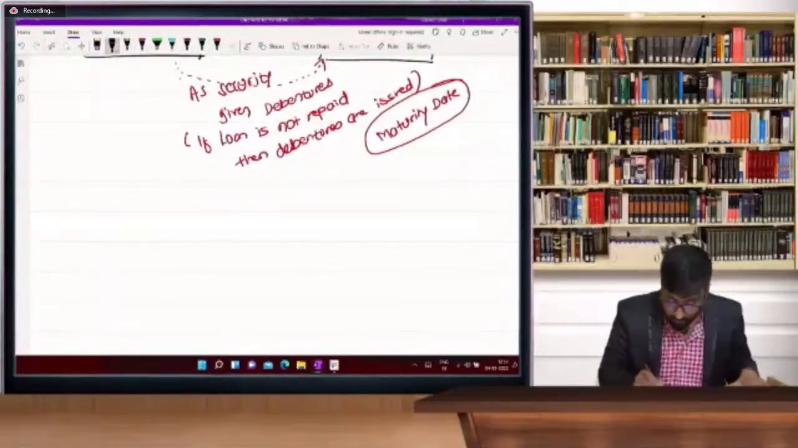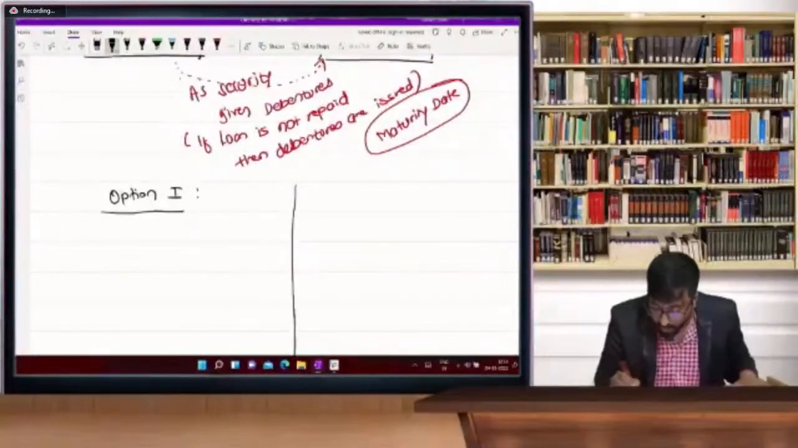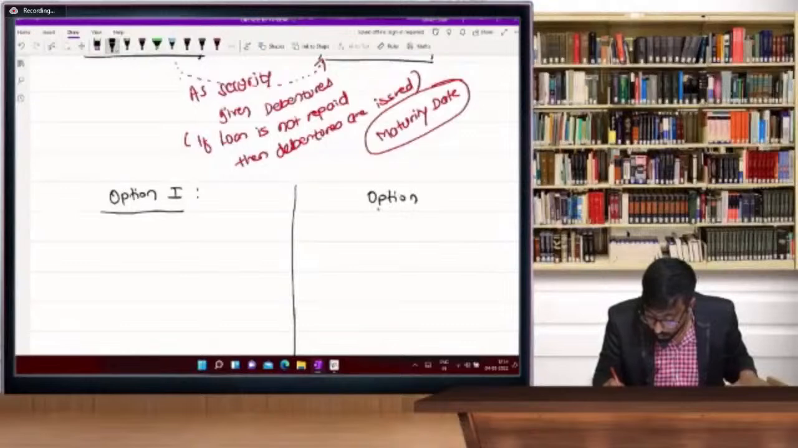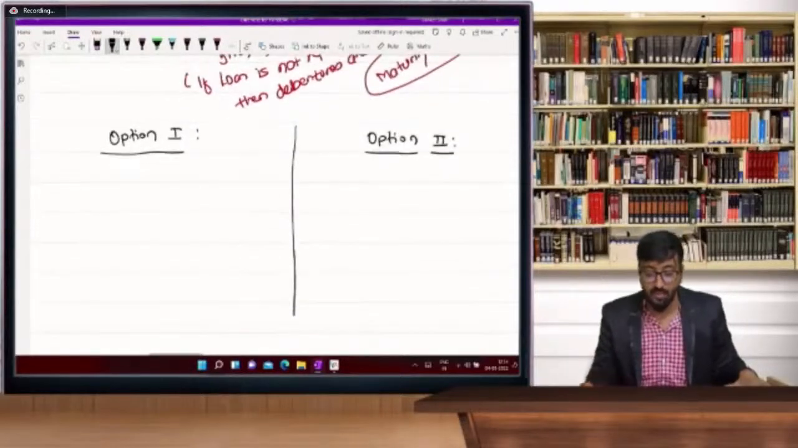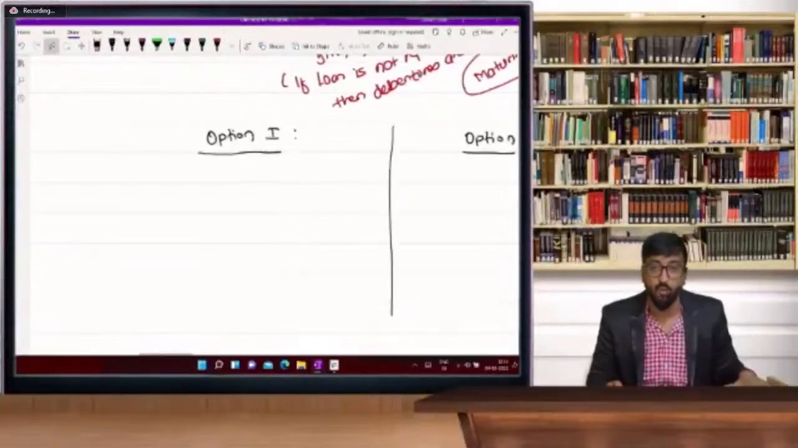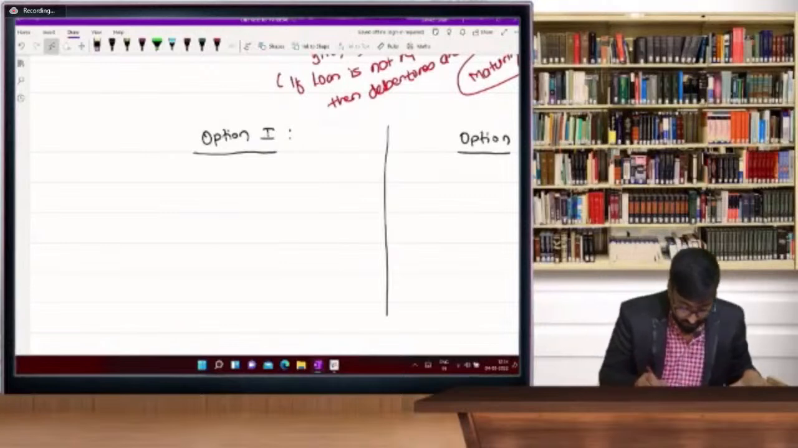Chalo. So here you have two options. Option 1, option 2. Yes, both options I am going to explain, so don't worry. Option 1. How to pass the entry? We have 2 options. Number 1, we have taken a loan.